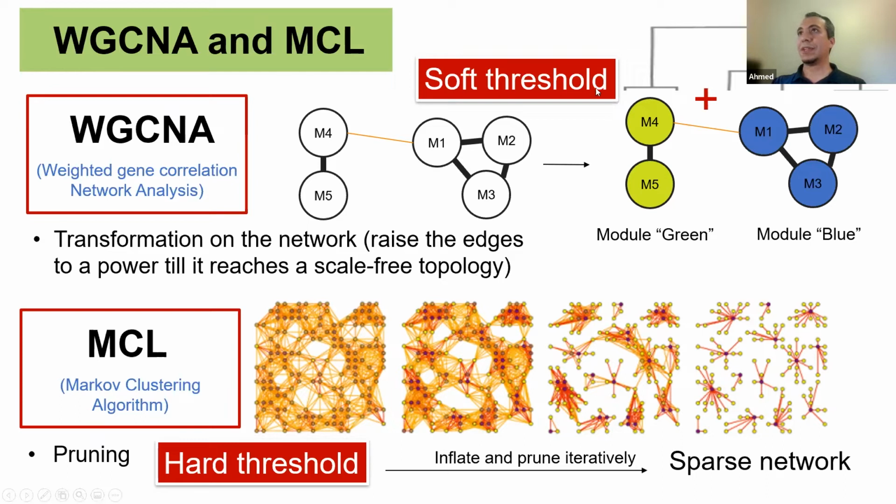For WGCNA, it actually maintains these connections, so they will stay in your network, and this is what's called soft thresholding. And that becomes relevant for calculating intramodular connectivity and other things. So this is information that gets lost on the MCL side, but it gets maintained in the modules in WGCNA, so you can use it for specific things that we're going to talk about later.